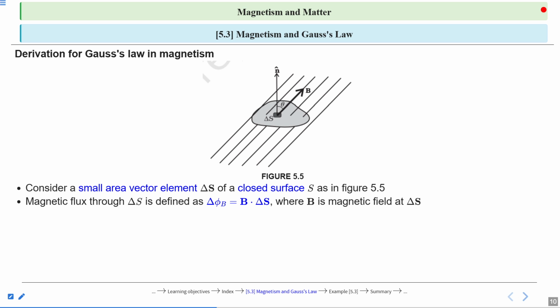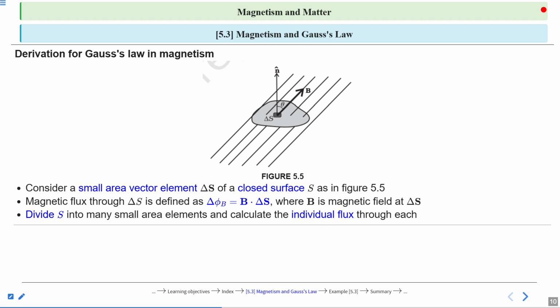So the magnetic flux through delta S is defined as delta phi B equal to B dot delta S. The bold sign represents a vector. We can write a vector either by putting a vector sign over it, or in bold font. So B vector dot delta S vector. This is the formula we have seen in the first slide. This is the magnetic flux through this small area element delta S, where B is the magnetic field at delta S.